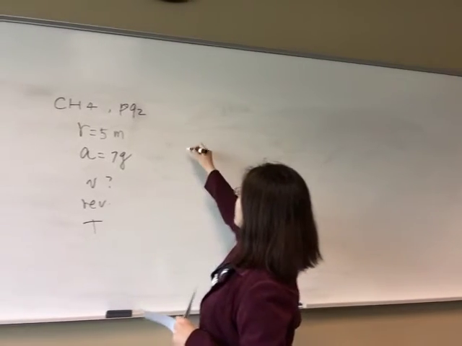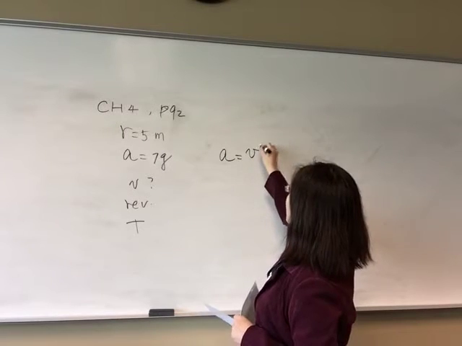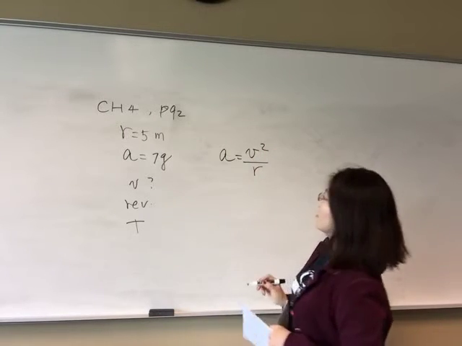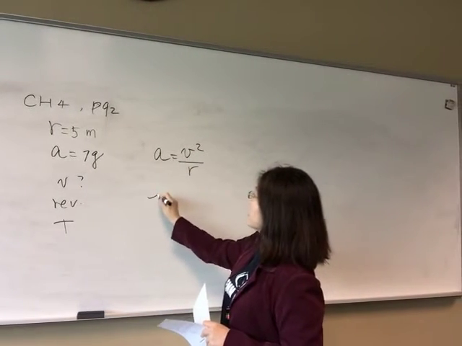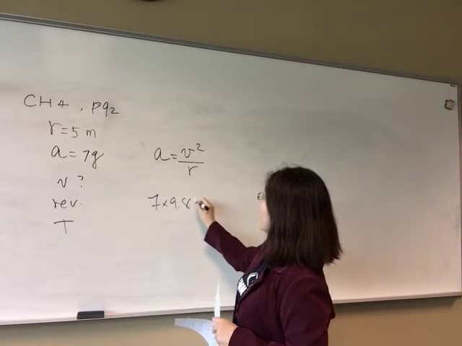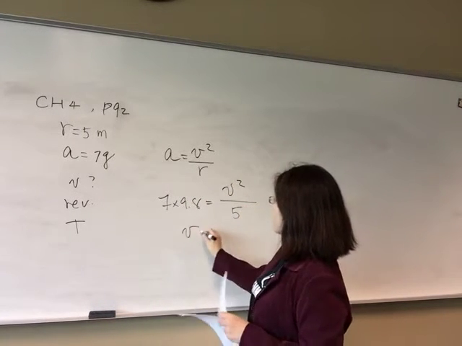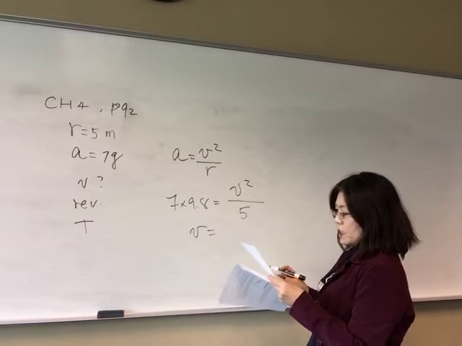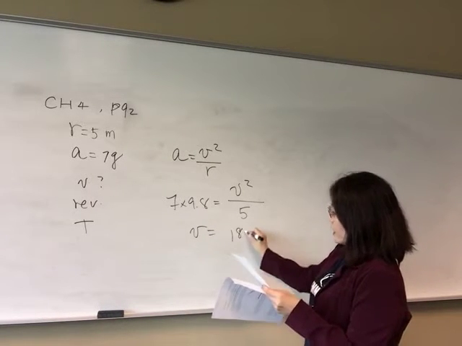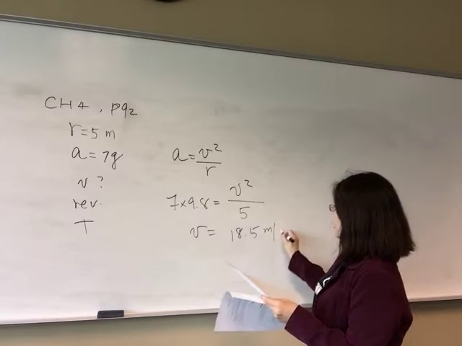Remember, the centripetal acceleration A is equal to V squared over R. So you have this 7g, so you have 7 times 9.8, and that's equal to V squared over your R value 5. So your V here can be easily calculated to be 18.5 meters per second. Okay?